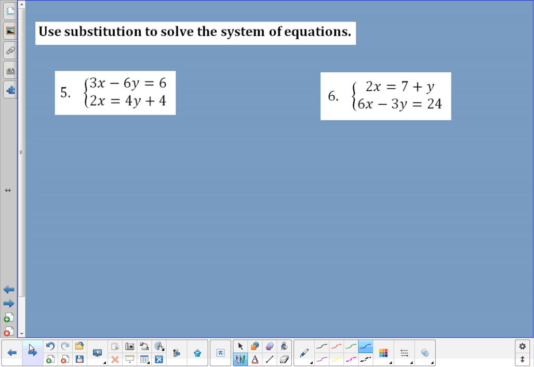All right, let's flip over to the back. We're going to talk about 2 more practice examples like this, and then we'll talk about some word problems. So number 5, 3x minus 6y is equal to 6, and 2x equals 4y plus 4.